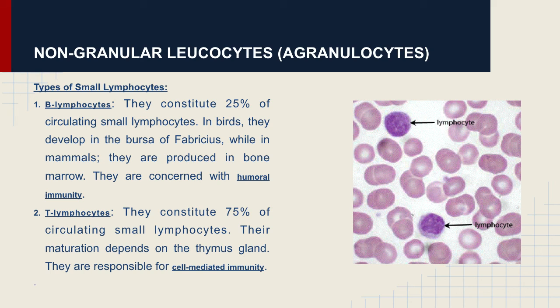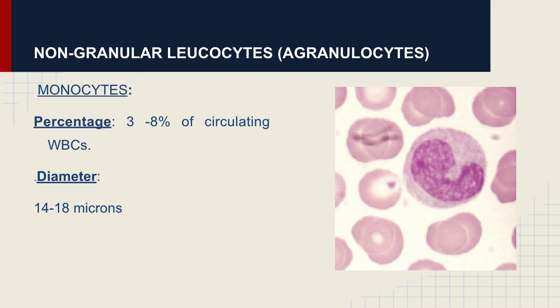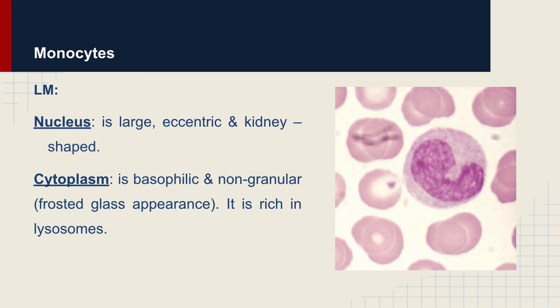The last cell of white blood cells is the monocyte. Monocytes represent from 3 to 8%, and their diameter ranges from 14 to 18 microns, so it is the largest circulating leukocyte. By light microscope, the nucleus appears large, eccentric, and kidney-shaped. The cytoplasm is non-granular and not clear. Non-granular means it does not contain specific granules. Not clear because of the presence of many lysosomes, which give a frosted glass appearance.